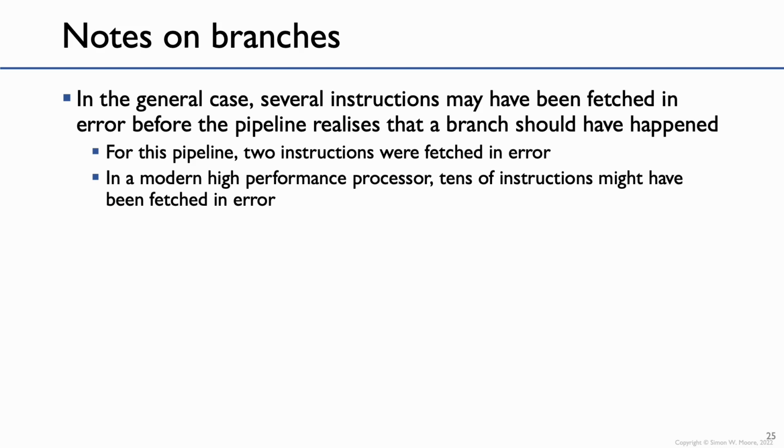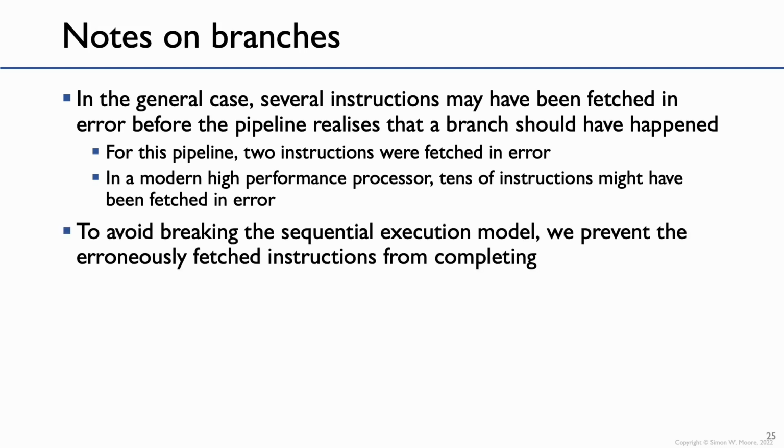So a few notes on branches. In the general case, several instructions may have been fetched in error before the pipeline realizes that a branch should have happened. And for this pipeline, we'll have fetched 2 instructions in error. In a modern high-performance processor, we could easily have fetched tens of instructions before we realised that we needed to do a branch, or before we're absolutely certain we need to do a branch. To avoid breaking the sequential execution model, we need to prevent the erroneously fetched instructions from completing.